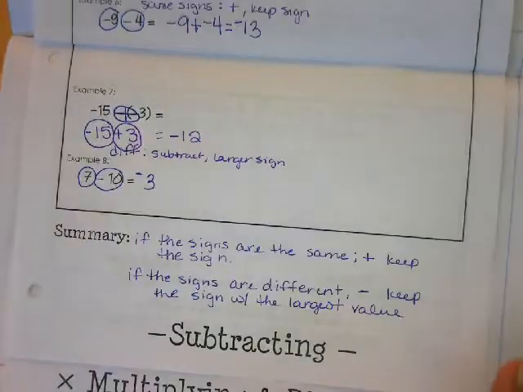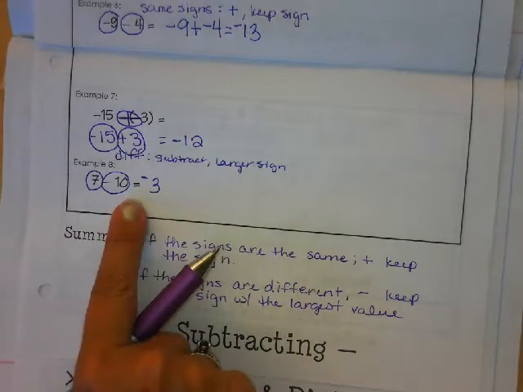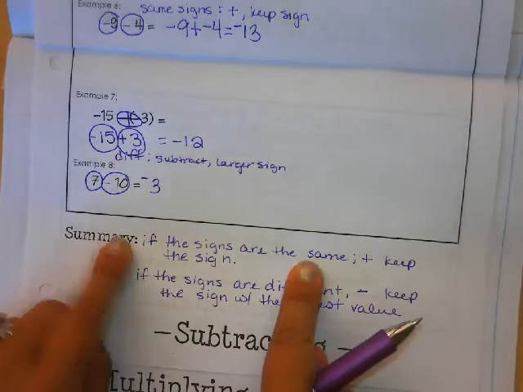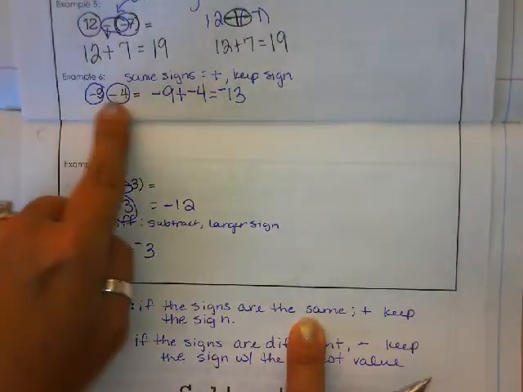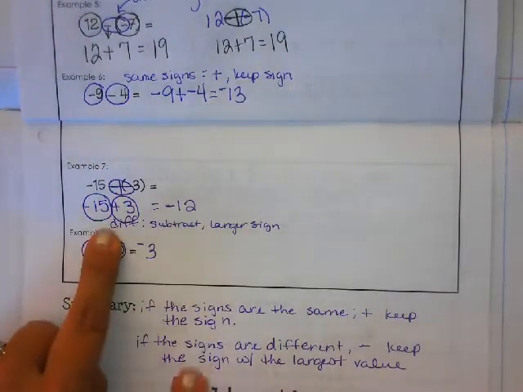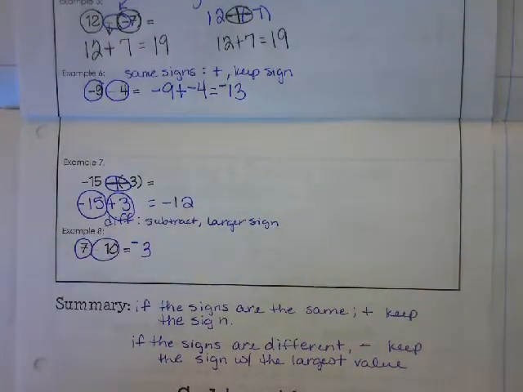You're going to do some practice in class with this. This is sometimes a difficult topic, so you need to take your time and make sure you are circling and asking yourself these questions. Are my signs the same? If they are, like up here, what do I do? What sign do I have? If they're different, what do I do? What sign do I have? You have to ask yourself those questions over and over and over.